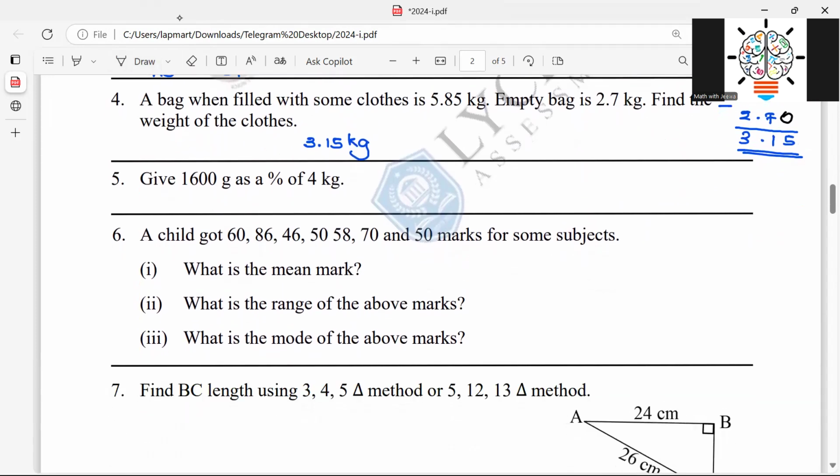Give 1,600 grams as a percentage of 4 kilograms. Thousands, see how the way I'm writing this, children.